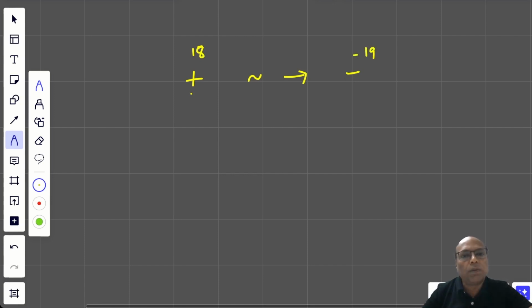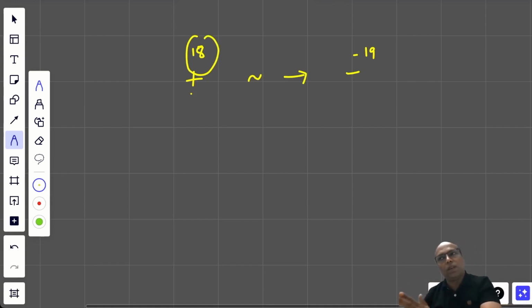What about if the number is negative? Inversion will make it positive and subtract 1. That's it, a simple thing. Inversion: if the number is positive, make it negative and increase it by 1. If it is negative, make it positive and subtract 1. That's simple for you to understand.